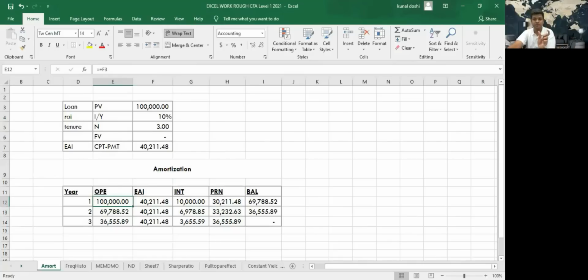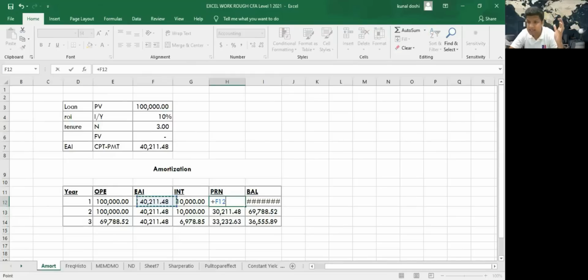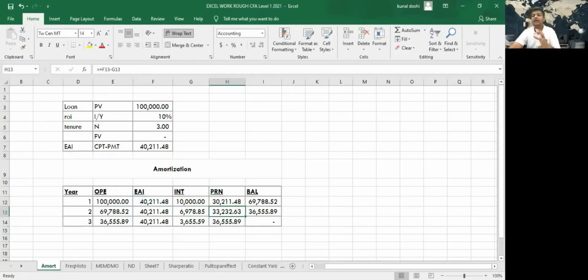So here, in the columns, the opening balance of my loan was 100,000. The installment was 40,000, and the interest for the first year was 10,000. How did I get 10,000? 100,000 into 10%. That's the first year interest. I've kept the interest component as INT, short form. Then the principal repaid: out of 40,000, if I subtract this 10,000, the principal repaid is 30,211.